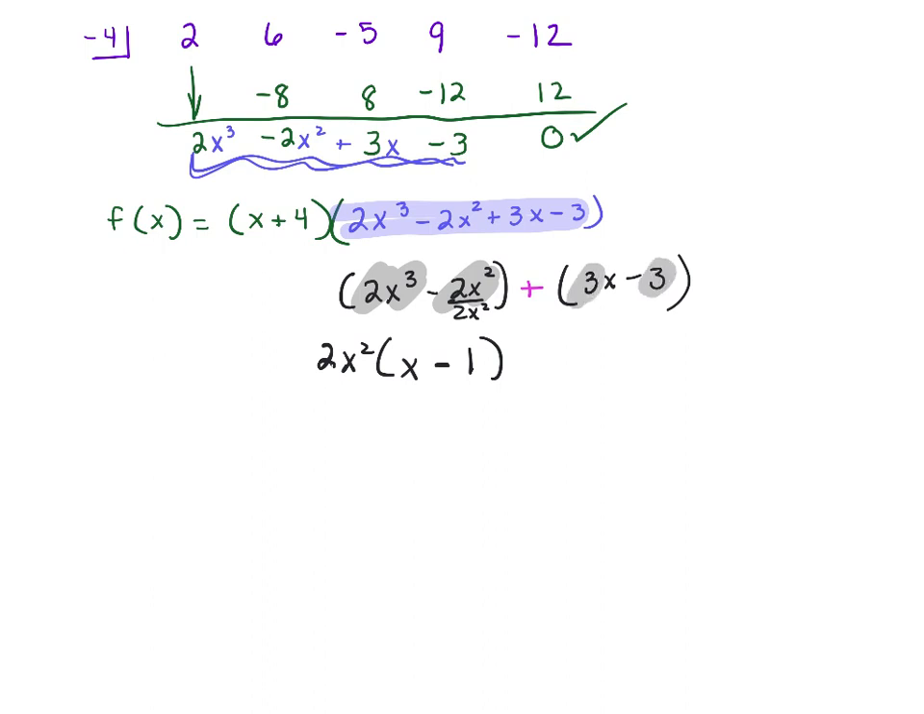Same thing happens on this second one here. When I divide out a 3, I divide by 3, leaving me with an x. I divide by 3, leaving me with a negative 1. And so there's our common factor, x minus 1. We yank that guy out front, and we're left with 2x squared plus 3.